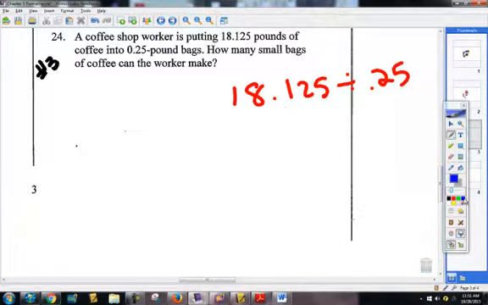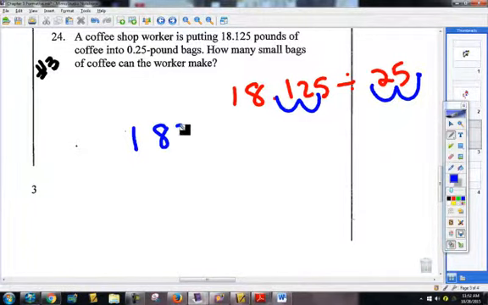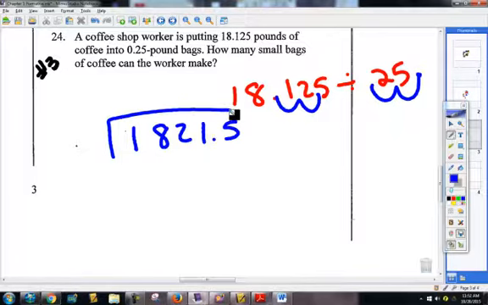What's the very first thing that jumps out, Lincoln? Not the dividend. The divisor is a decimal, so we have to move it 2 places, which means we are multiplying it by 100, correct? So do I have to do that to the dividend also? Yeah, 1, 2. So this problem is actually going to be 1,812.5 divided by 25. Everybody clear on that?